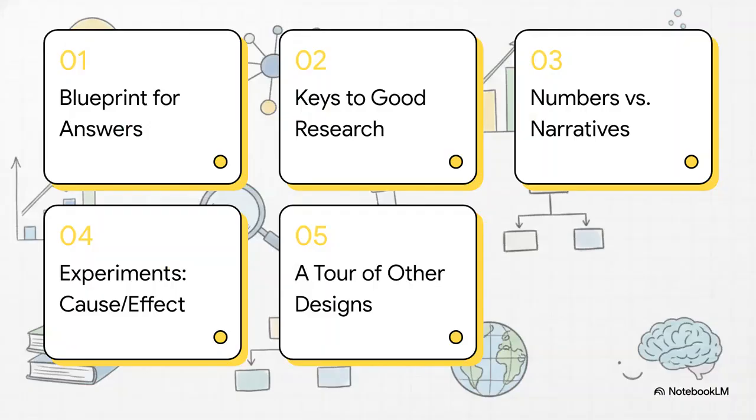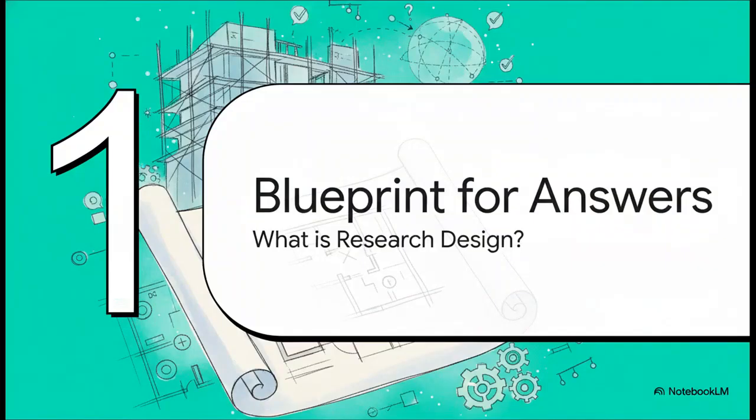So here's our roadmap for today. First, we'll get right to the heart of it. What is a research design? Then, we'll look at the 4 things that make a research plan really, really good. After that, we'll explore the 2 big ways of thinking, using numbers versus telling stories. We'll also zero in on experiments, the best tool for figuring out cause and effect. And we'll finish up with a quick tour of some other popular designs. Let's get into it.